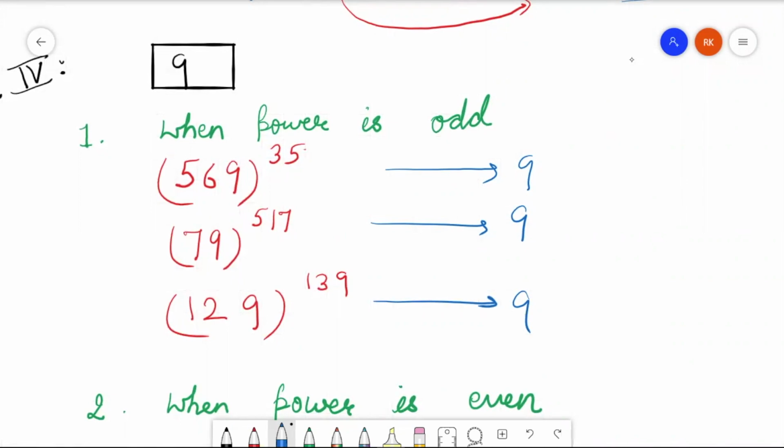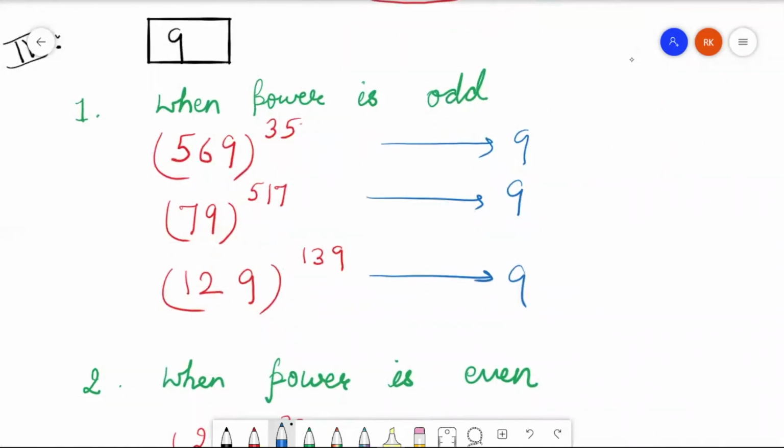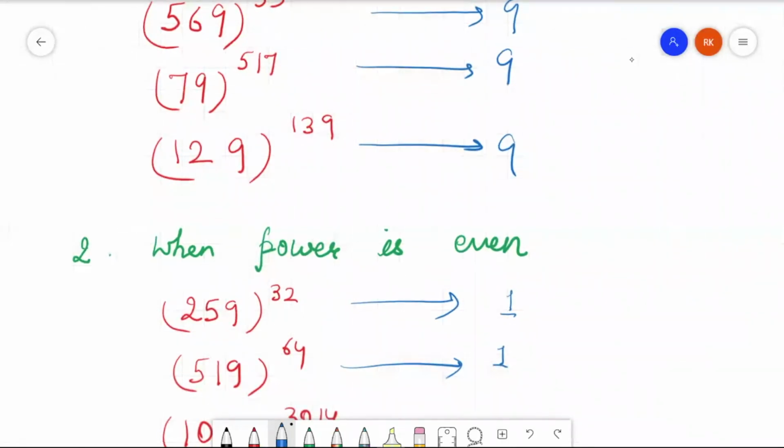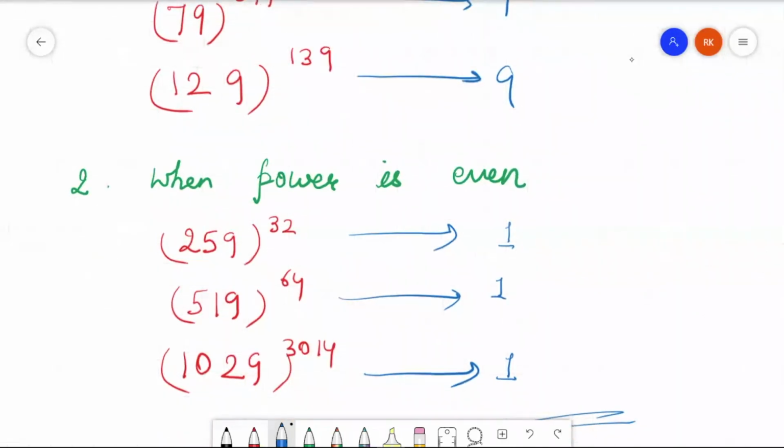569 raised to the power 35. 79 raised to the power 517. 129 raised to the power 139. Here in all these numbers we have 9 at the unit place and all these powers are odd. Then we will have 9 as the answer. Okay, that is, after solving these numbers, we will have 9 at the unit digit directly. We don't have to do anything. We will write that 9 is the answer. And whenever the power is even, we will have 1 as the answer, right?